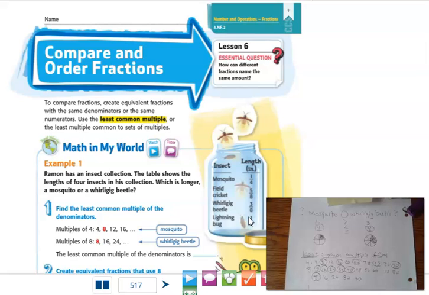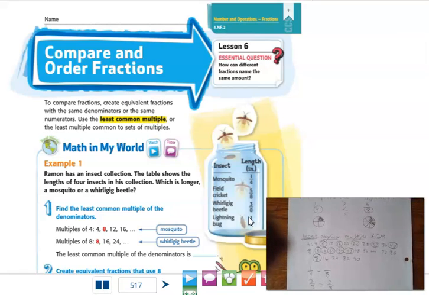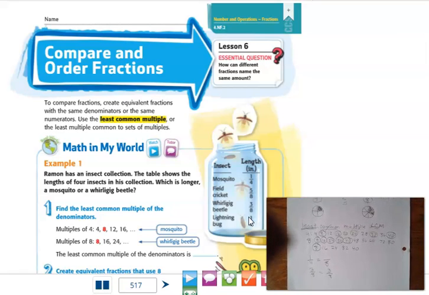1/4 equals how many 8s? And 3/8 is already in 8s, so I'm going to leave that one alone. I don't need to change that. Can you still see that? Make sure everybody can still see everything I've done.